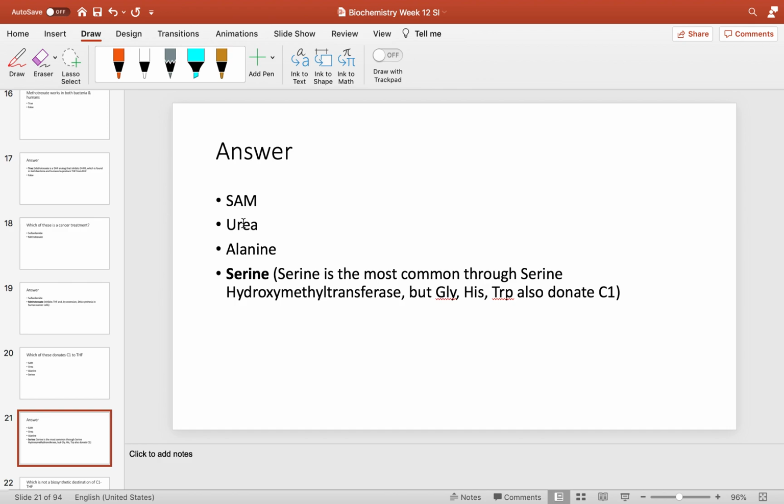Urea, that's just a byproduct of amino acid metabolism. Alanine, that could be a trick question, but it's not alanine. It's actually serine, the most common amino acid that can donate a carbon to your THF. So remember, the other three are glycine, histidine, and tryptophan, but serine is the most common.